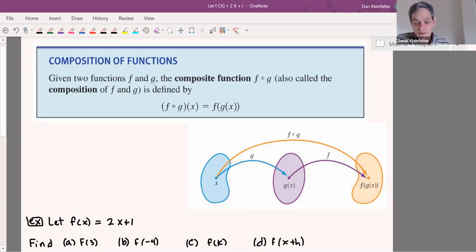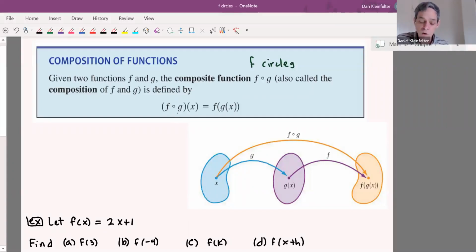Given two functions, f and g, the composite function, f circle g, also called the composition of f and g, is defined in the following way. We have f, a little circle, and then g of x, and it's f of g of x. So what we're doing is we're taking the function f and we're giving it g as input, okay? Notice here this is in fact a little circle. It's not the same as the times dot, okay? That's different. This is f, a little circle, and then a g. And it means the composition of f with g. We're taking our function f and we're giving it g as input.